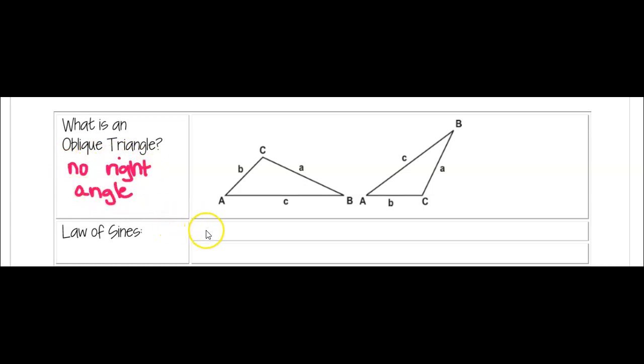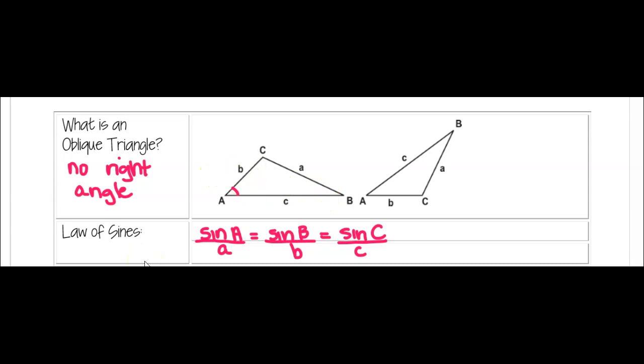And the law of sines says sine of angle A divided by little a is equal to sine of angle B divided by little b, which is equal to sine of angle C divided by little c. So what this means is if you have angle A, the ratio of that to its opposite side is equal to the ratio of sine of B to its opposite side.